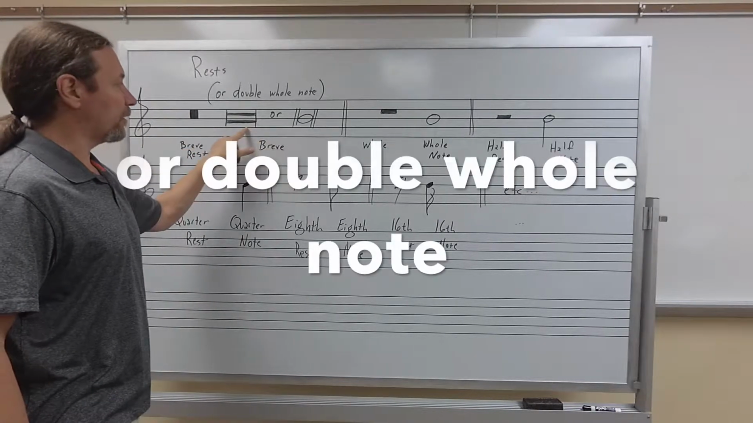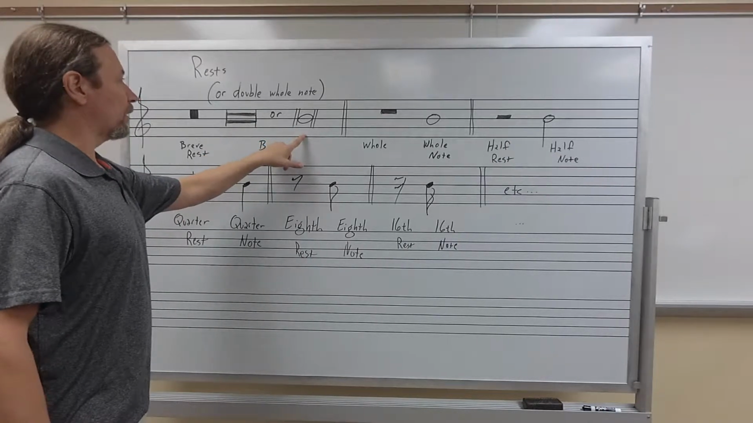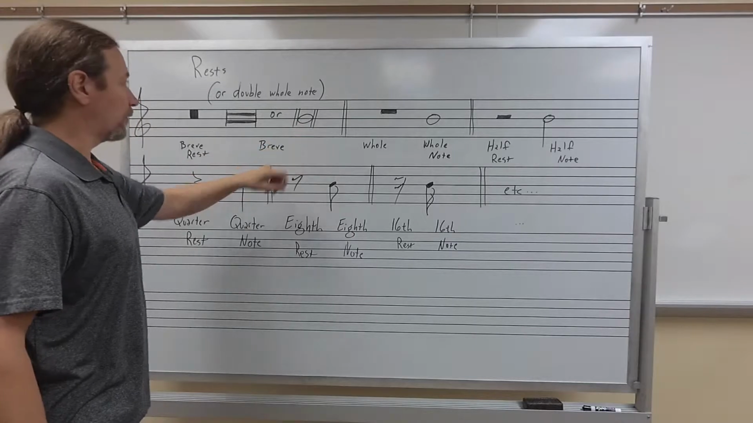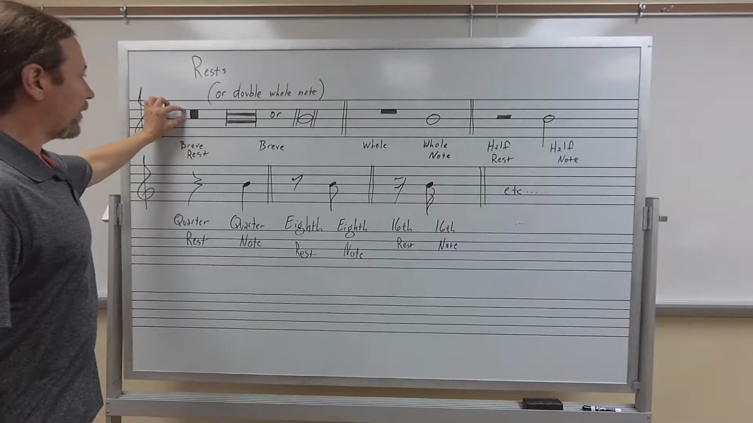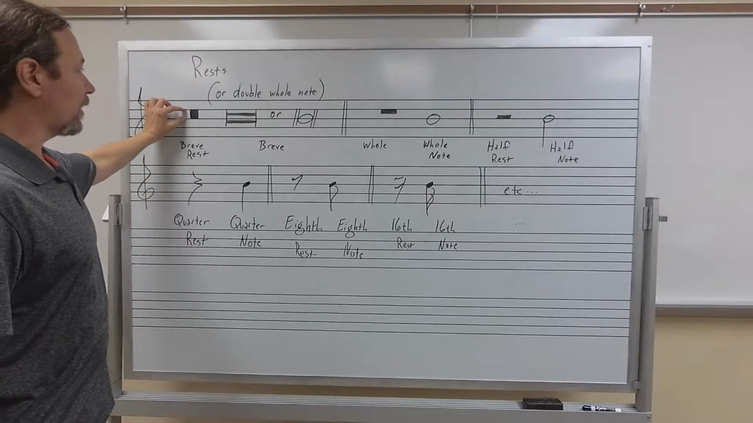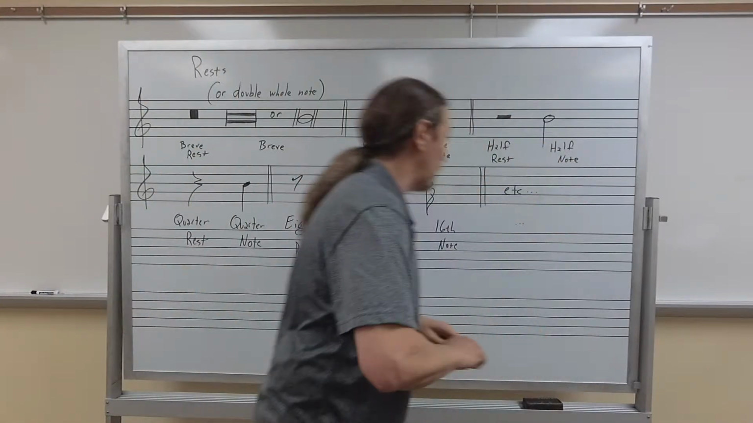Here's the equivalent breve note, and this is sometimes how people write them as well, even with a single line on both sides. The whole note is acceptable, and these are also known as double whole notes. So a breve rest occupies one entire space on the staff. The breve note looks like these right here.